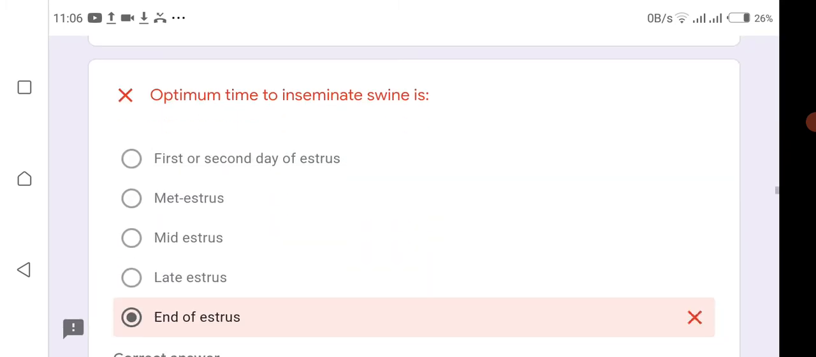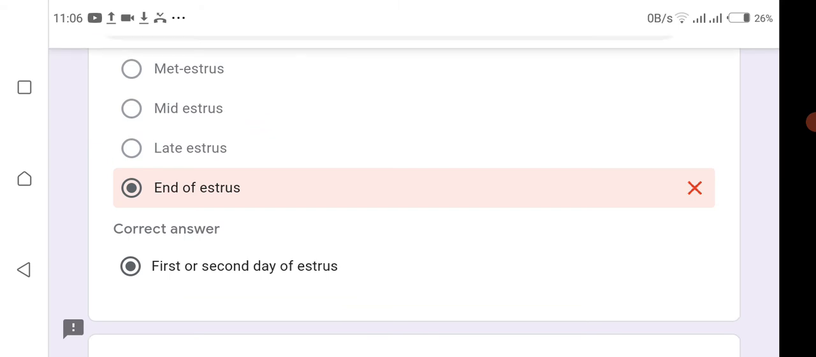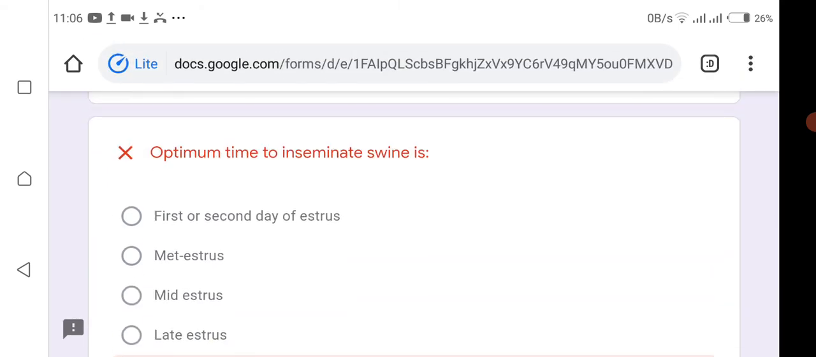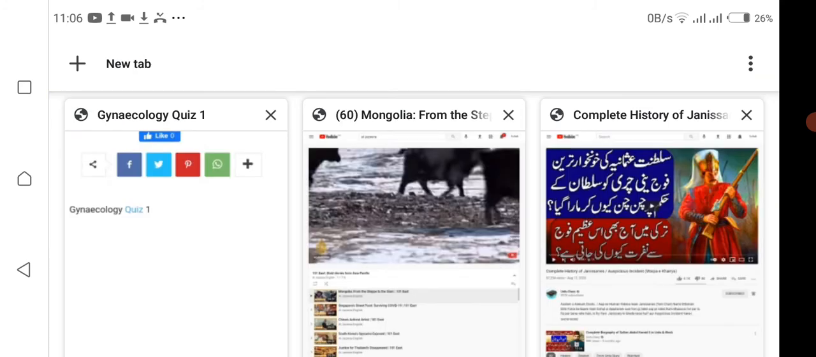Optimum time to inseminate swine is first or second day of estrus. At first or second day of estrus, swine is inseminated. At end of estrus, mare is inseminated.